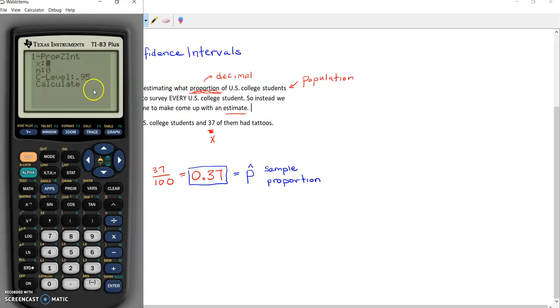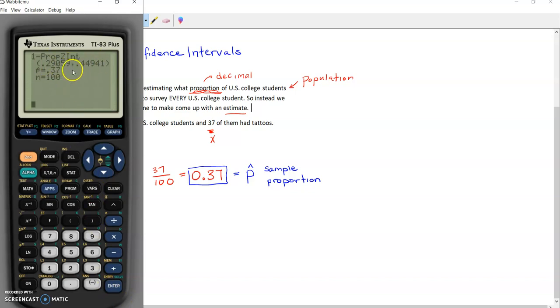It asks us for different things. X is the number of successes in our sample. N was our sample size. And C-Level is the confidence level. I made up this problem and forgot to put in a confidence level, but let's say we were going to do 90% confident. 90% confident means I would put 0.90. The problem will tell you whatever percent confidence they want you to use. And you hit calculate. And this is our interval.